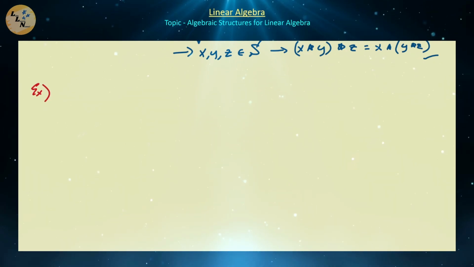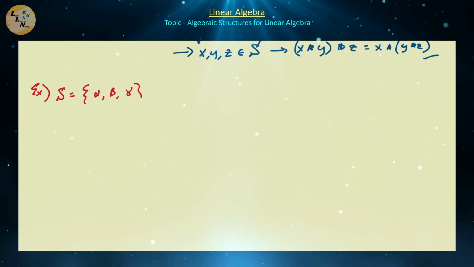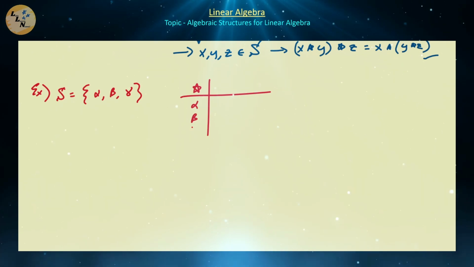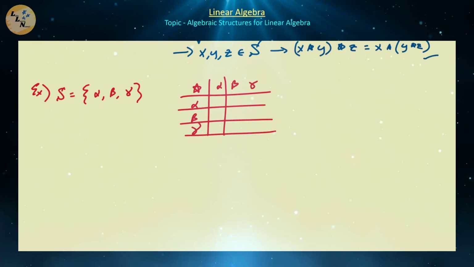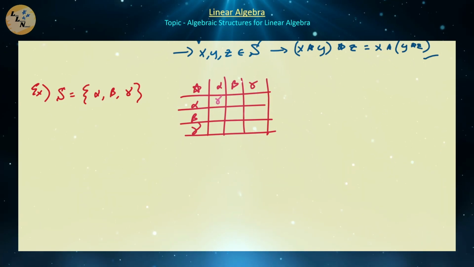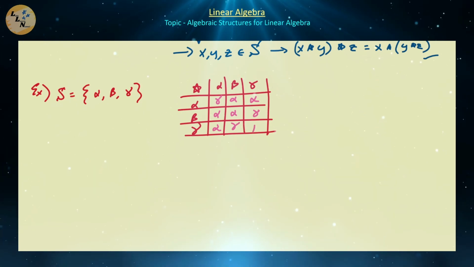So let's consider the set S, which is going to be the set of elements alpha, beta, and gamma. And let's define the operation star on these elements. Again, alpha, beta, gamma, alpha, beta, gamma. And let's define the binary operation this way. Let's assume alpha star alpha is going to be gamma. Let's do alpha, gamma, gamma, and let's do our lonely beta in the corner.